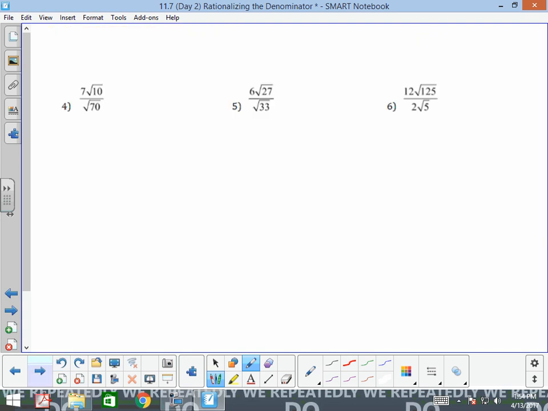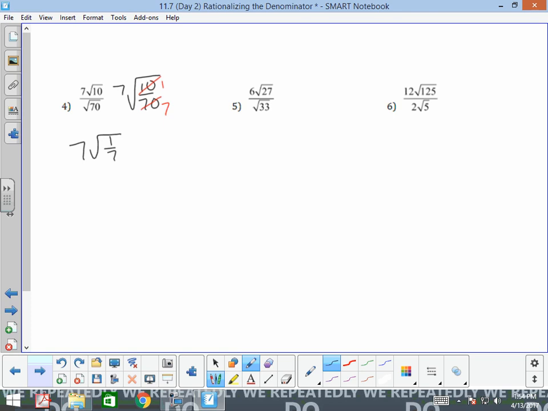So we're first going to simplify. I'm sorry, reduce. I'll get this right in a minute. So we have the square root of 10 over the square root of 70. I wanted to put that in the same fraction. So let's reduce the 10 and the 70. So 10 goes into 10 once, 10 goes into 70 7 times. So now I have 7 on the outside. On the inside I have 1/7.